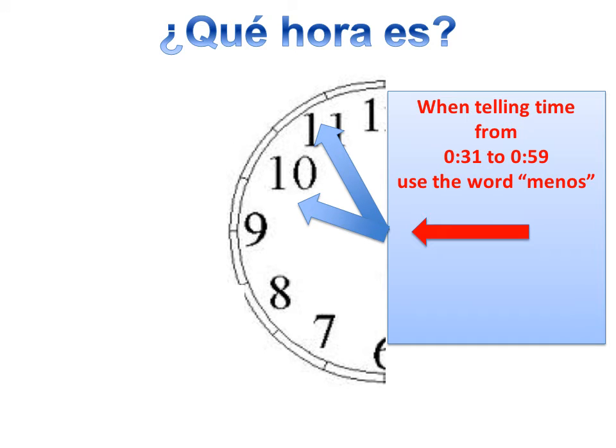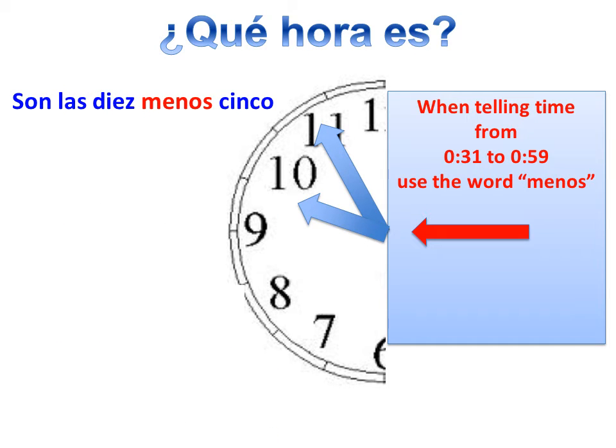All right, now we're going to talk about the other side of the clock, that left-hand side. Okay, when telling time from minutes 31 to 59, you're going to use the word menos. All right, this is what it looks like. Again, like I said before, you are going to round up to the next hour and then subtract the minutes that you rounded up to. Okay, so we're going to see what that looks like, right?